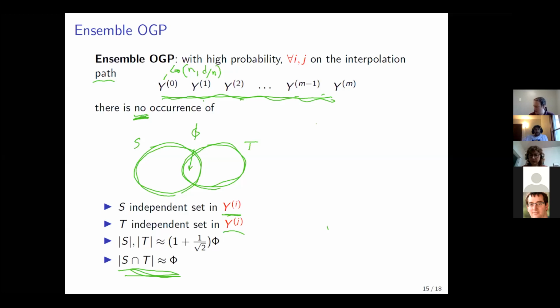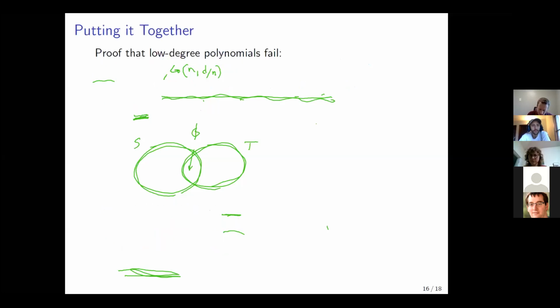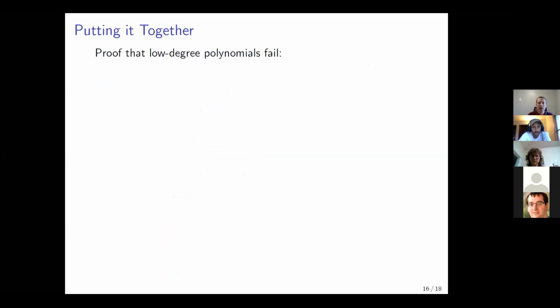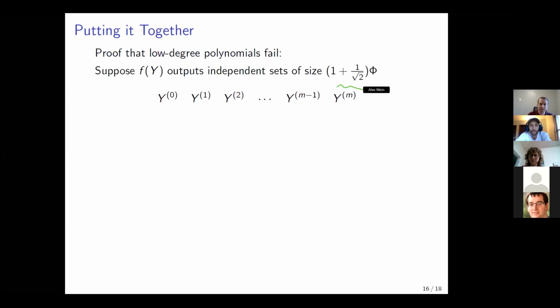Yeah, any more questions? Okay, I know we're about out of time, but in this last slide, let me just complete the proof. So how do we use this to show that low-degree polynomials fail? Let's assume, on the contrary, that we have a function that does output large independent sets of this particular size. And let's again sample this random interpolation path where we start with a random graph and then we resample the edges one by one.